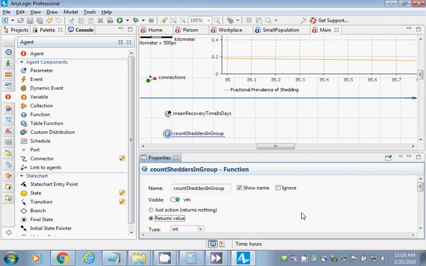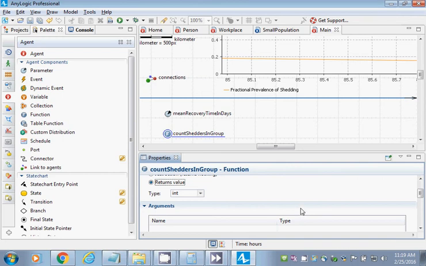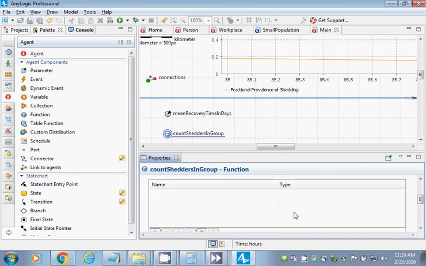Let me say that again. To count the number of shedders in a group, it needs to be told over which what to count. Over which group? To do its job, give me a group, and I'll tell you the number of shedders in that group of people. Does that make sense? So, we have a parameter here that will be called group.